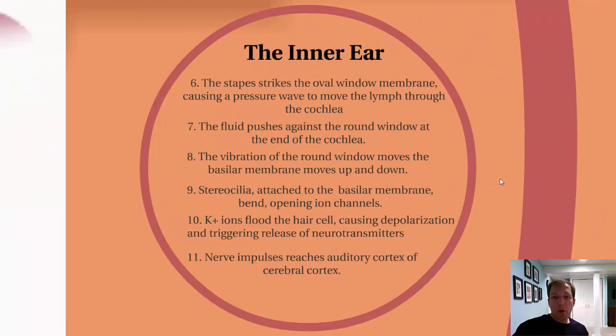So if we go through some of those steps, what's happening? First of all, the stapes, which is the ear ossicle, as it vibrates, it causes the oval window membrane to vibrate, which creates a pressure wave. That pressure wave in the fluid is going to cause displacement of the fluid. So the fluid is actually going to physically push through the length of the cochlea. As the fluid pushes, it pushes against the round window, which is at the end of the cochlea.